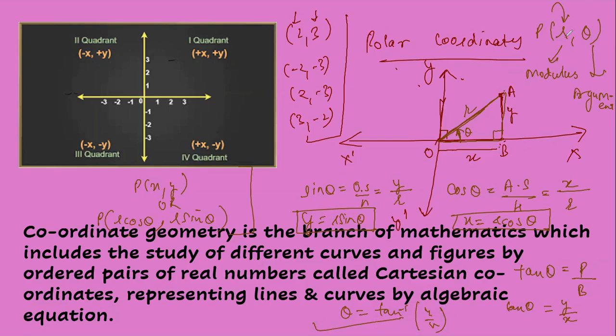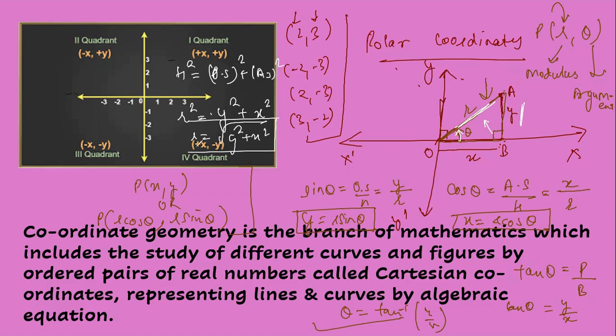And what is the value of r? Please remember this. If I apply the Pythagoras theorem in this right-angle triangle, it says hypotenuse square is equal to opposite side square plus adjacent side square. The hypotenuse is the side in front of the 90-degree angle, which is r square. The opposite side is y and the adjacent side is x, according to this angle theta. So r is equal to the square root of y square plus x square. This is the value of r.